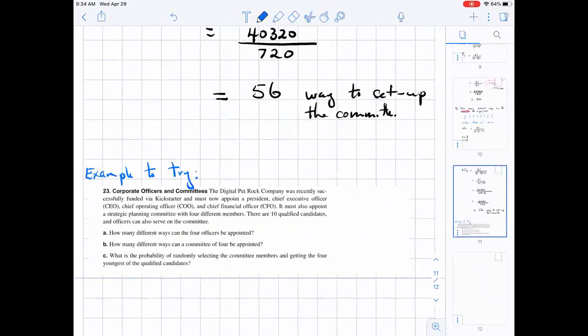So there's an example. It's very similar to the one we've just worked. Try to see if you can do this example. And there are many more examples that you can try from what will be assigned for homework. So try this example and we'll work it out the next time we meet.